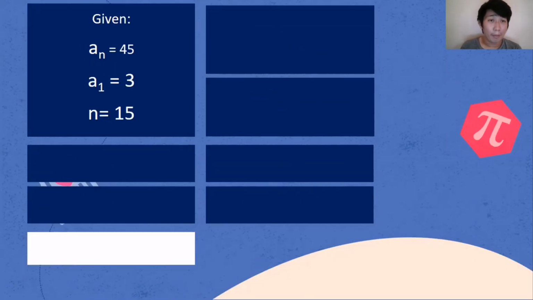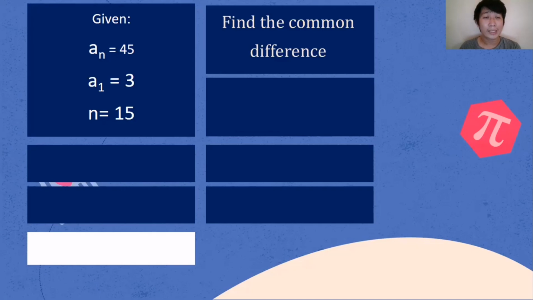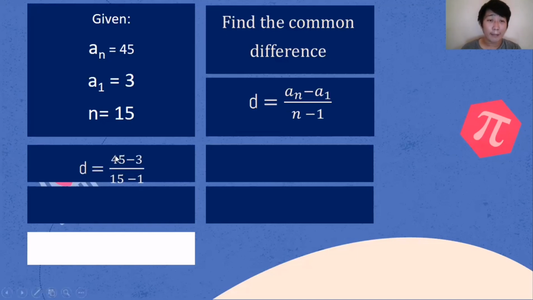Let's try to solve another problem. Given a sub n is 45, a sub 1 is 3, n is 15. So what is missing on this part? We are looking for the value of d, that is the common difference. Since d is missing, the formula will be d is equal to a sub n minus a sub 1 over n minus 1, where a sub n is 45, a sub 1 is 3, and n is 15. That is 45 minus 3 over 15 minus 1.